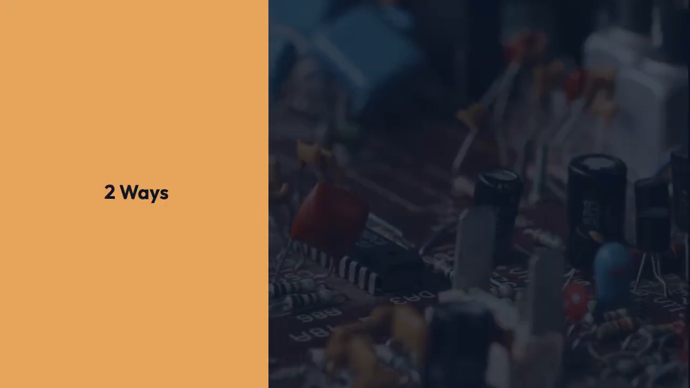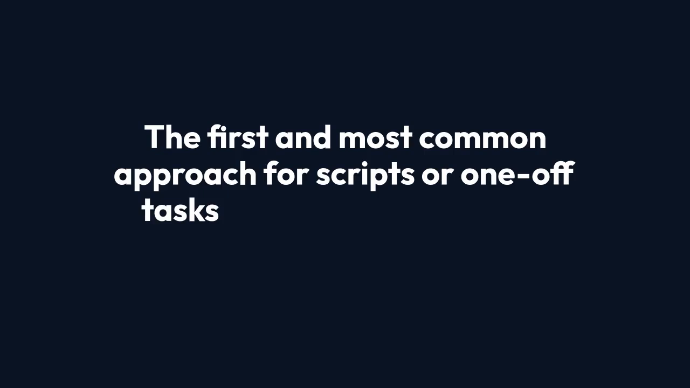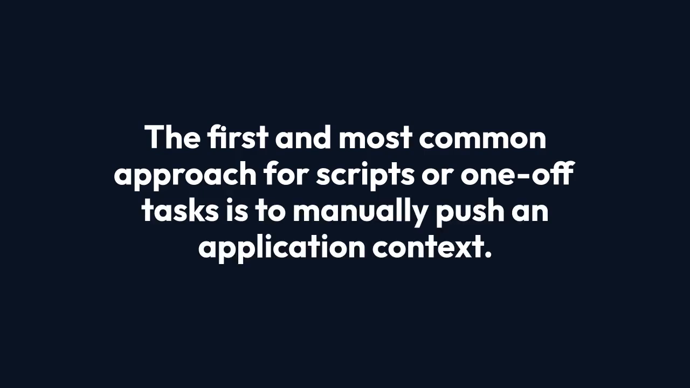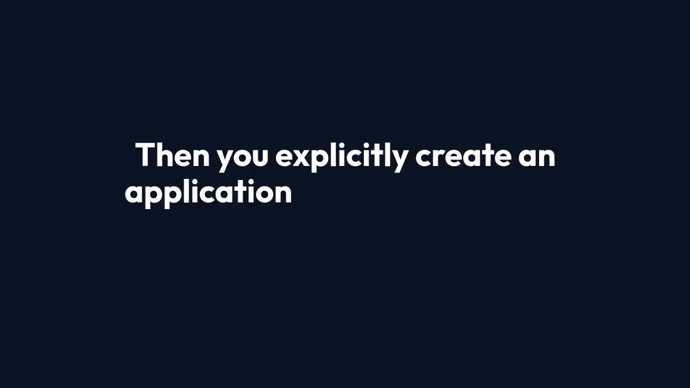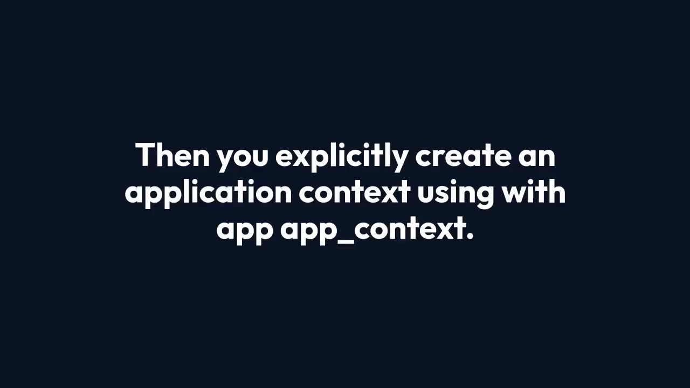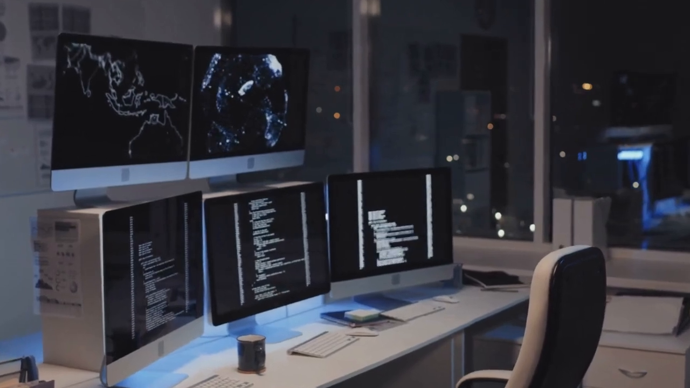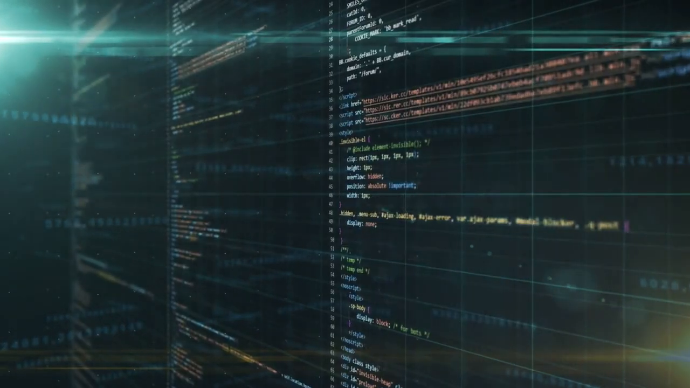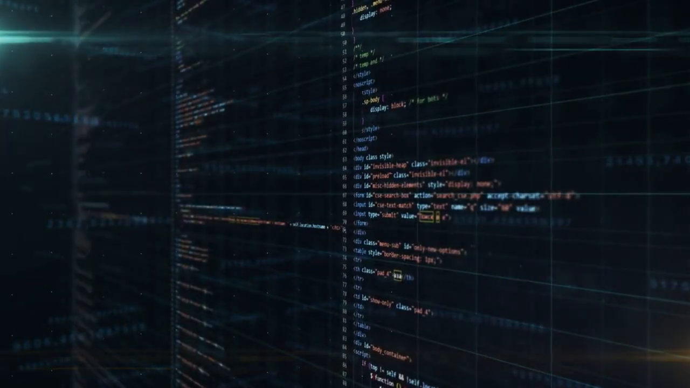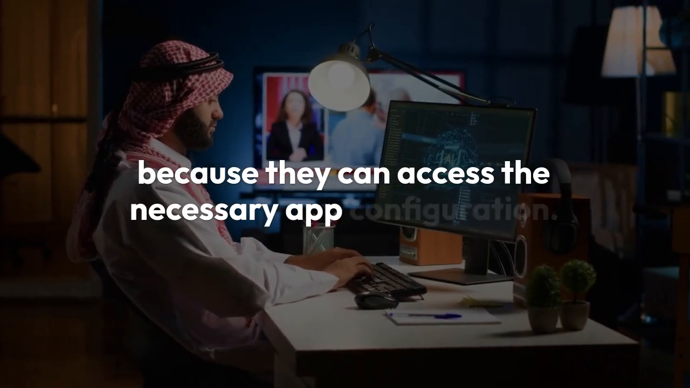There are two main ways to ensure db.create_all runs within an application context. The first and most common approach for scripts or one-off tasks is to manually push an application context. You need to import your Flask application instance, or if you're using an application factory pattern, import your create_app function. Then, you explicitly create an application context using with app.app_context(). Inside this with block, the application context is active. Any Flask-SQLAlchemy operations, including db.create_all, will now work correctly because they can access the necessary app configuration.